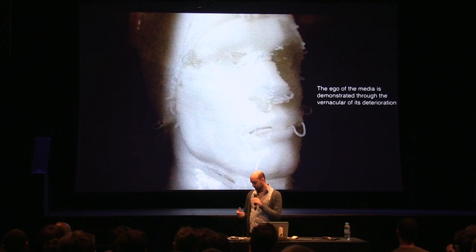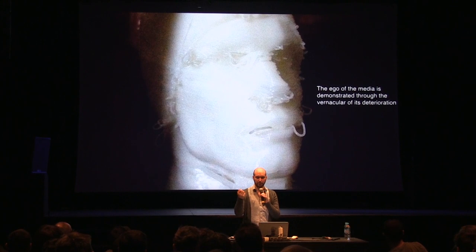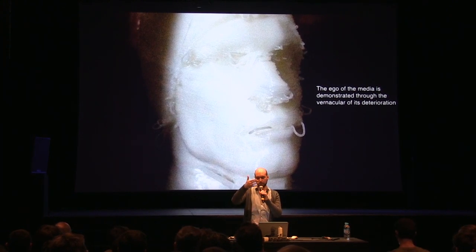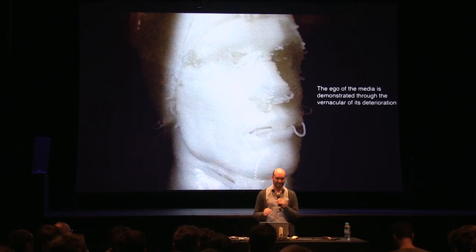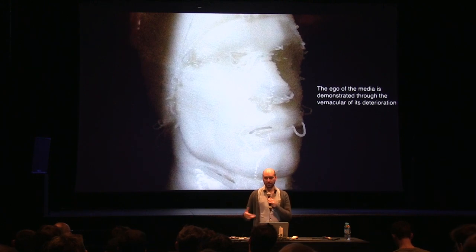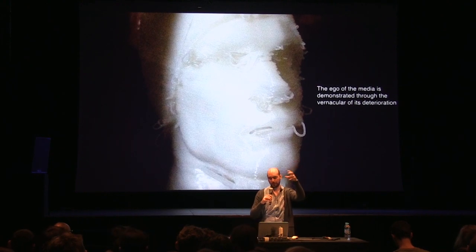In old materials like photo, that was the grain in the photograph. The grain of a photo would show you no longer what was intended by the image, but the personality of the material itself. And this is true also of new materials. So we have this line, it's not so catchy, but: the ego of the media is demonstrated through the vernacular of its deterioration. The accent, the way in which it deteriorates, the attitudes of that deterioration demonstrate the identity of the material.